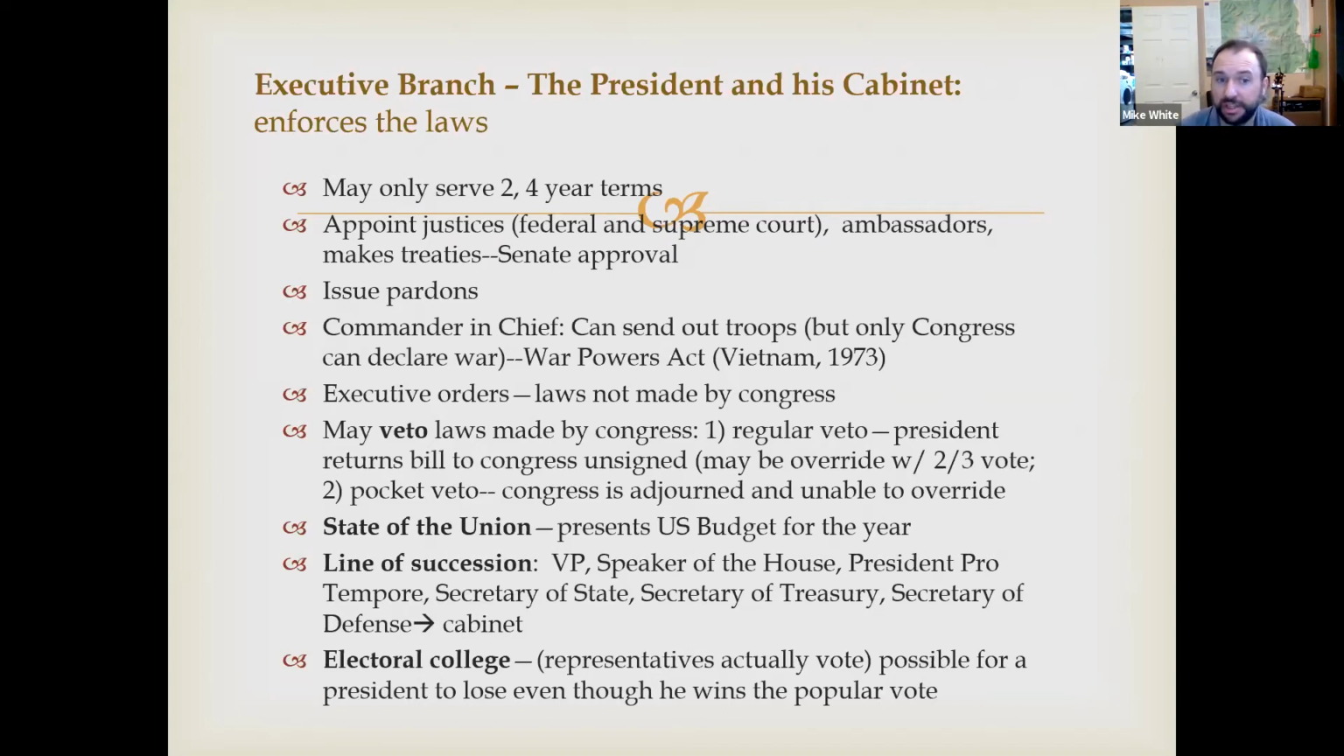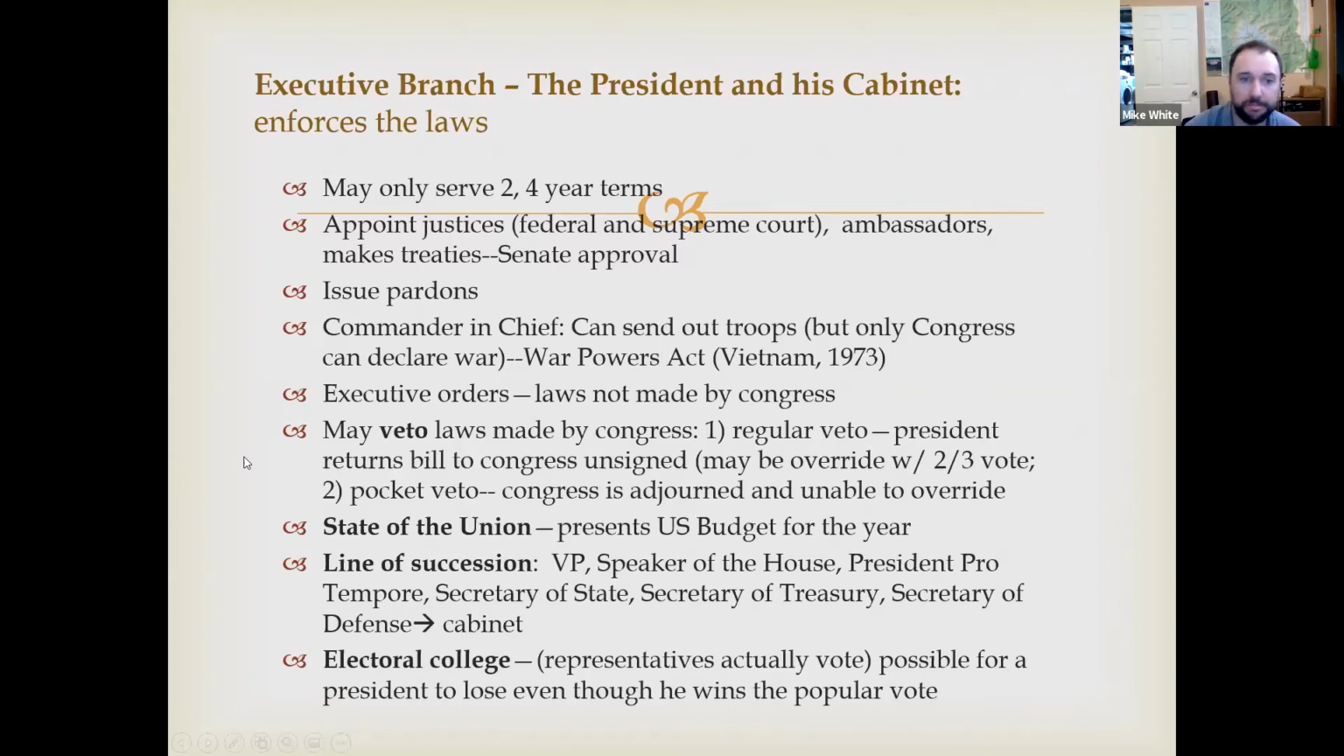But only Congress can actually declare war. So the president can send out troops, but only with congressional approval can we actually declare war. The president can also issue executive orders, and these are laws that are not made by Congress. They have a little different scope and authority to them, but ultimately presidents have the power to issue executive orders without congressional oversight.